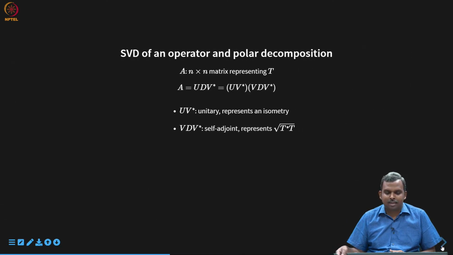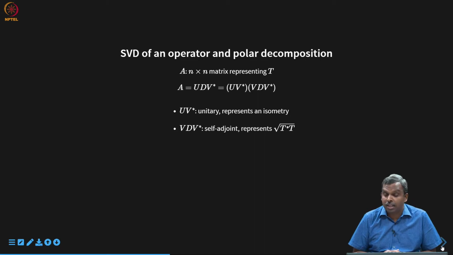There is a connection between SVD and what's called the polar decomposition of an operator. Supposing you take A to be a square N cross N matrix representing some operator, maybe in the standard basis. Then we know A has this U, D, V star SVD again, and even if it's an operator, that is true. Now I'll do this little trick of introducing V star V in the middle.